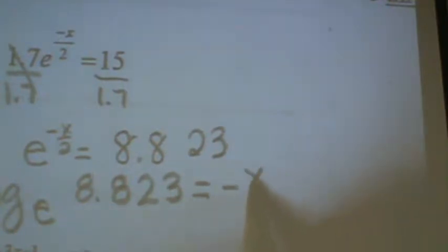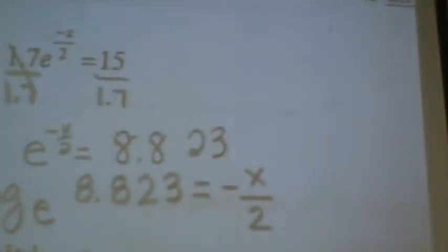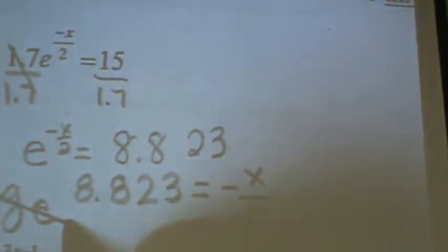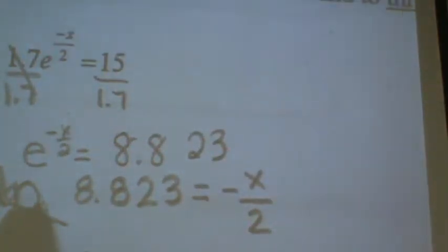So then you'd have log of 8.823 base e equals. Now, what's another name for log base e? ln. So this is really ln. I want to take the ln of this.